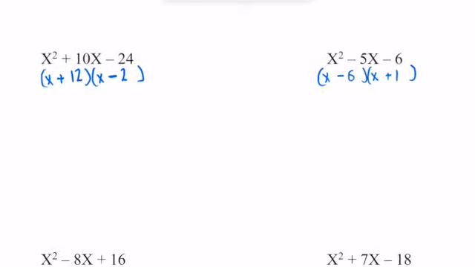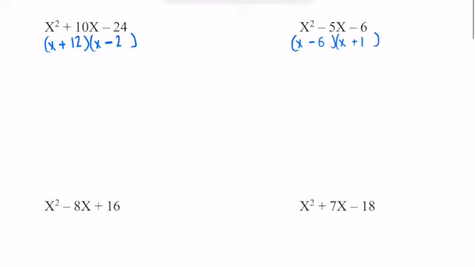If you would like to try the next two problems on your own, pause the video now and resume when you're ready to see the solutions. First, for x squared minus 8x plus 16, we're going to have two binomials that each start with x. And we're looking for what we could multiply to be a positive 16 that adds up to a negative 8.